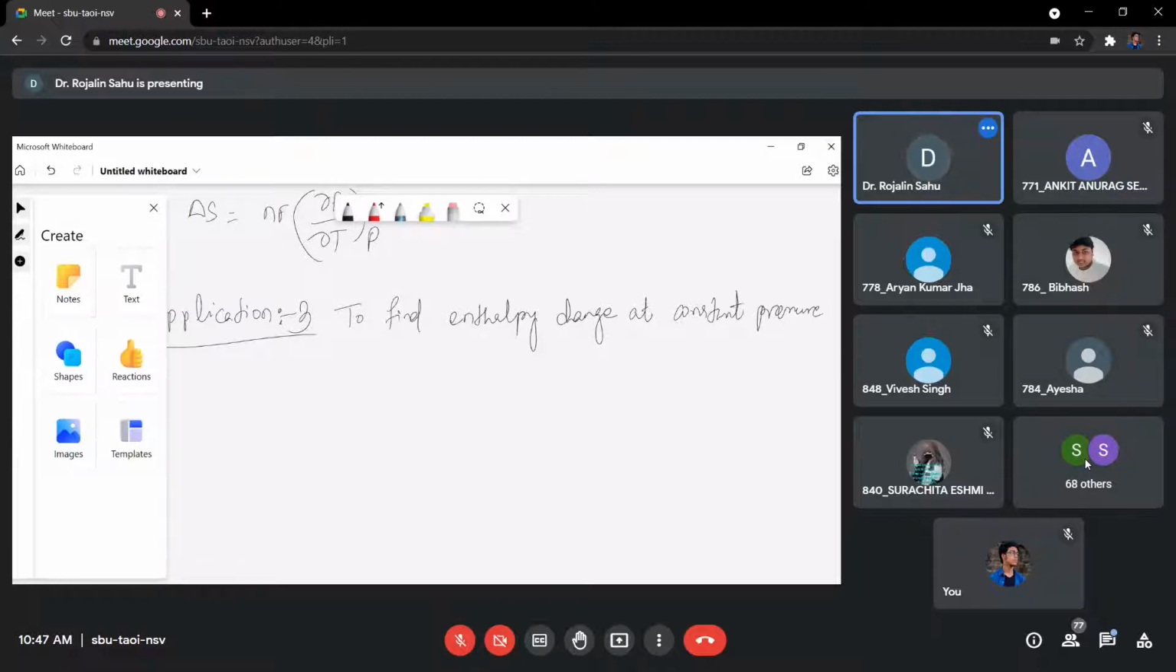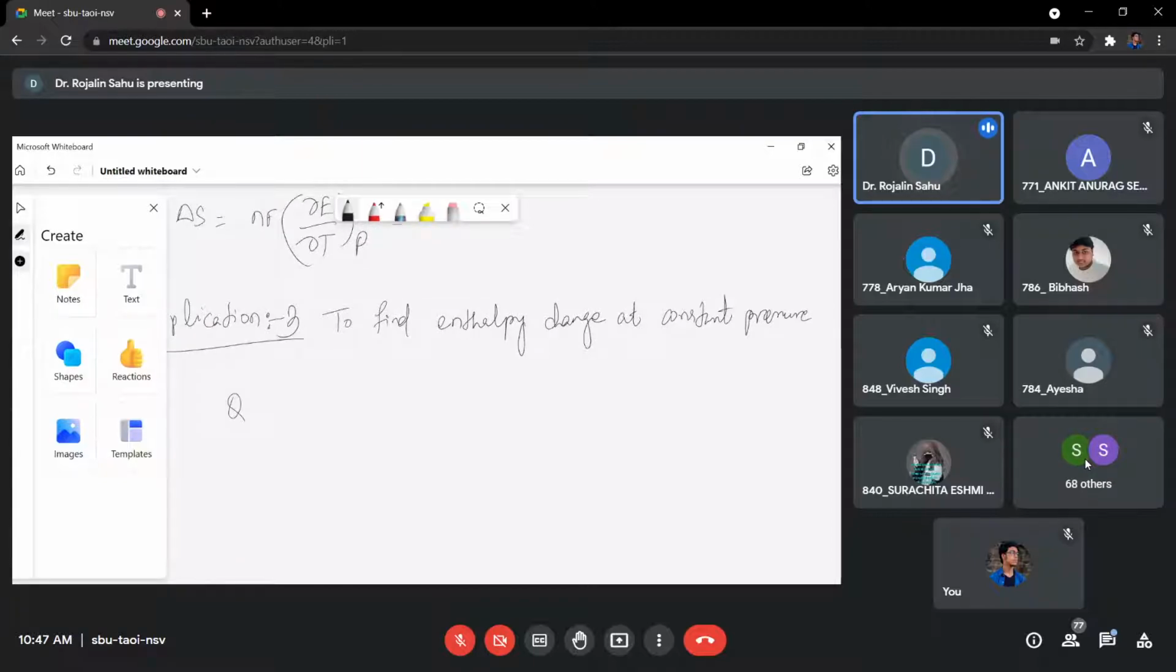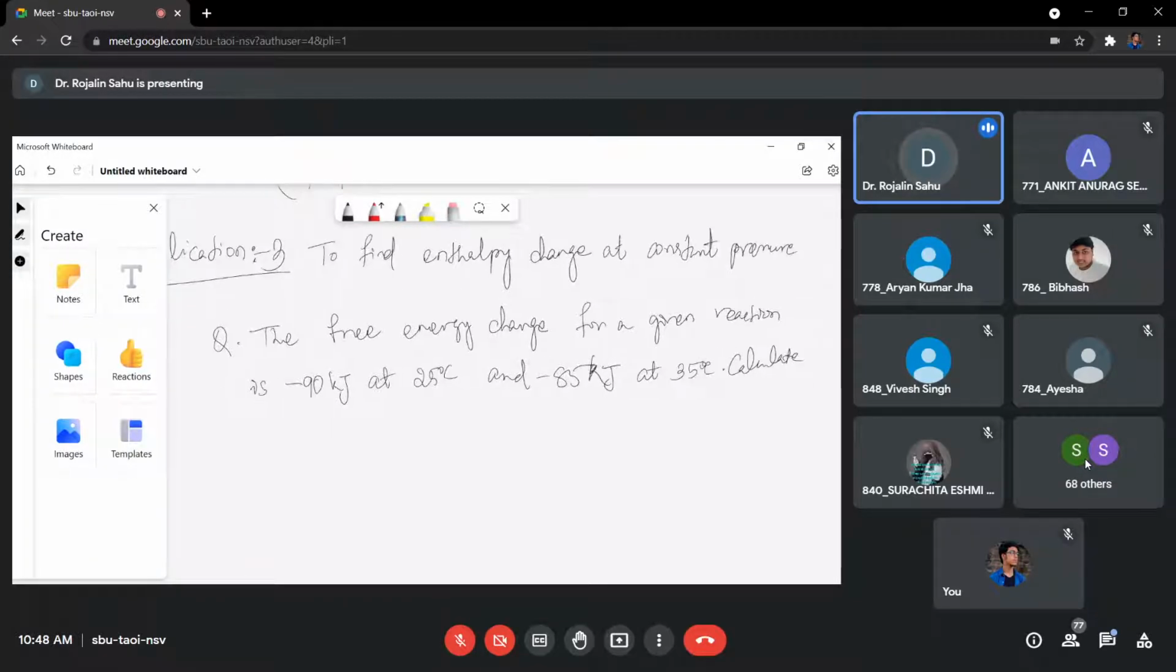Okay, so if the del G values are given for two different temperatures, then we can find out the value of del H. So the free energy change for a given reaction is minus 90 kilojoule at 25 degrees Celsius and minus 85 kilojoule at 35 degrees Celsius. Calculate the change in enthalpy.